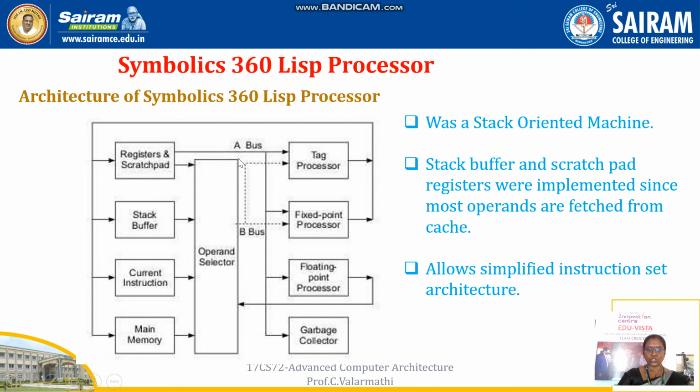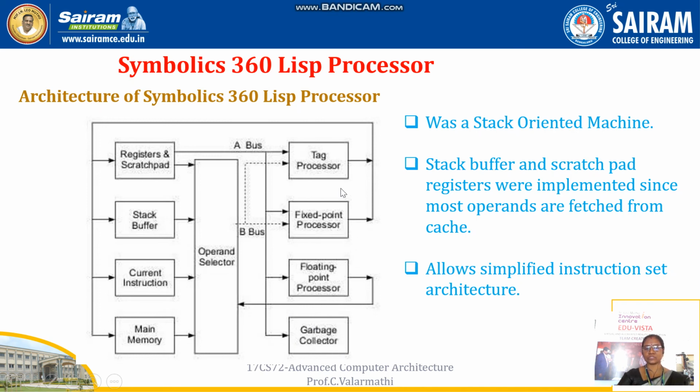Here it consists of a large operand selector, which is shared with the registers, scratchpad, stack buffer, current instruction, and main memory. One more unit is newly added here, the garbage collector, because the garbage collector plays a major role in retrieving infrequently used data in an online or offline database. So the garbage collector has a very important role in processing artificial intelligence, and that is why this unit is added to the architecture.